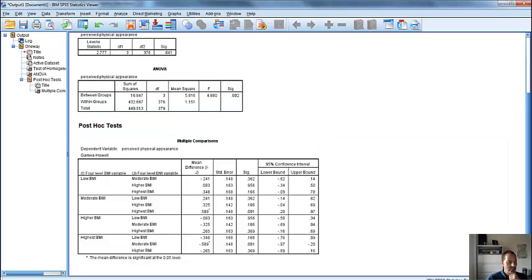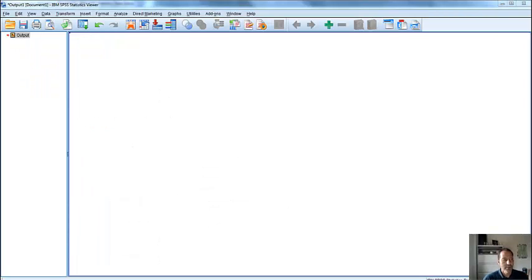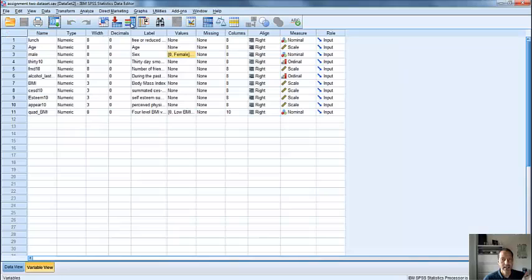Okay, so now let's move on to the N-way ANOVA. When we're doing the N-way ANOVA, we have more than one grouping variable or more than one independent variable. So in this case, let's go back to our data, and here we have our data, and we're going to do the same analysis with perceived physical appearance.